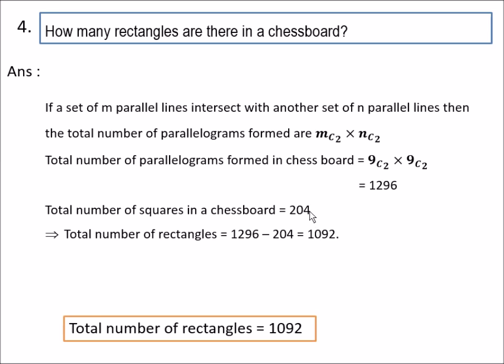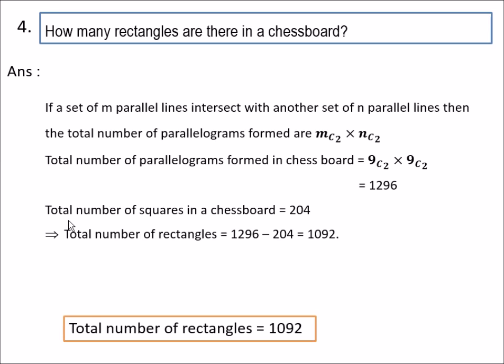And coming to the fourth question, how many rectangles are there in a chessboard? We know that if a set of m parallel lines intersects with another set of n parallel lines, then the total number of parallelograms formed is mC2 into nC2, that is taking two lines at a time from each set. The total number of parallelograms formed in a chessboard, that is there will be 9 parallel lines in each set, is 9C2 into 9C2, which equals 1296.